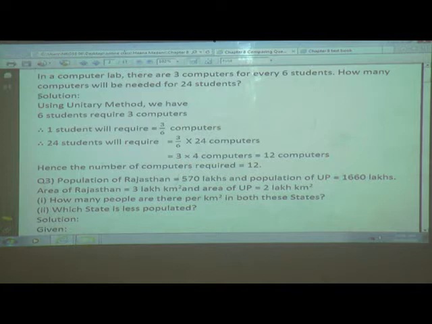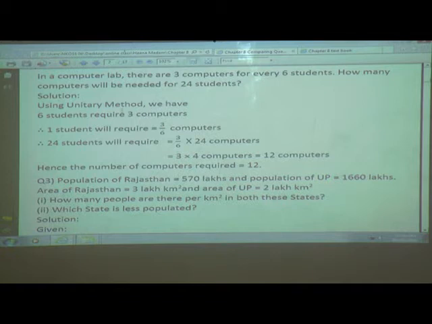So in a computer lab there are 3 computers for every 6 students. For every 6 students there are only 3 computers. How many computers will be needed for 24 students? For 3 computers, there are 6 students. Now we have 24 students, so how many computers will we need? We can use the unitary method and find out.